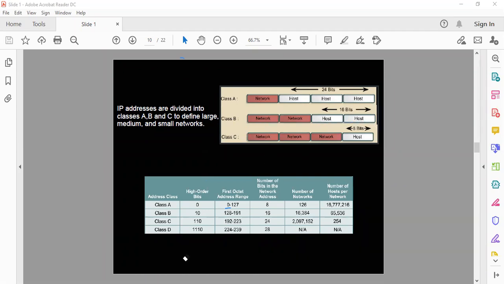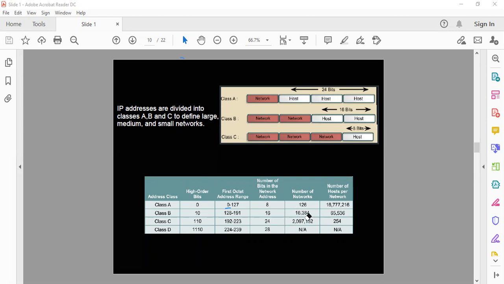While in class B, the IP addressing ranges from 128 to 191. In that case, we have 16 bits for networks, while in class A we have 8 bits for networks. In class A, we have 126 networks, as we said that one network is reserved for testing purposes like loopback IP addressing.